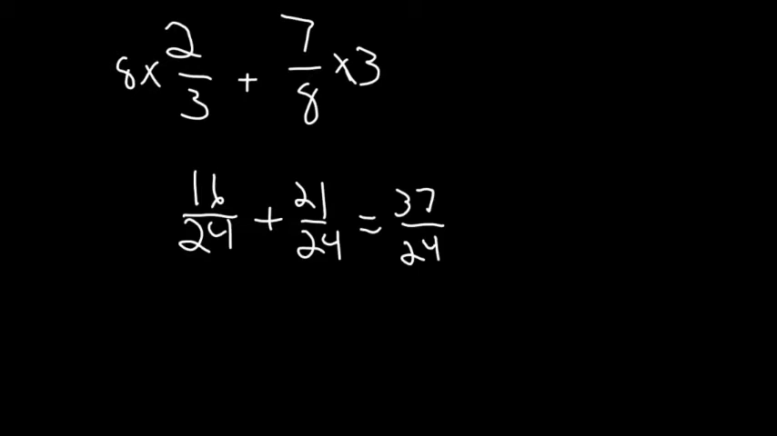So now I have an improper fraction. So 24 will go into 37 once, with 13 left over. So my final answer is 1 and 13/24.